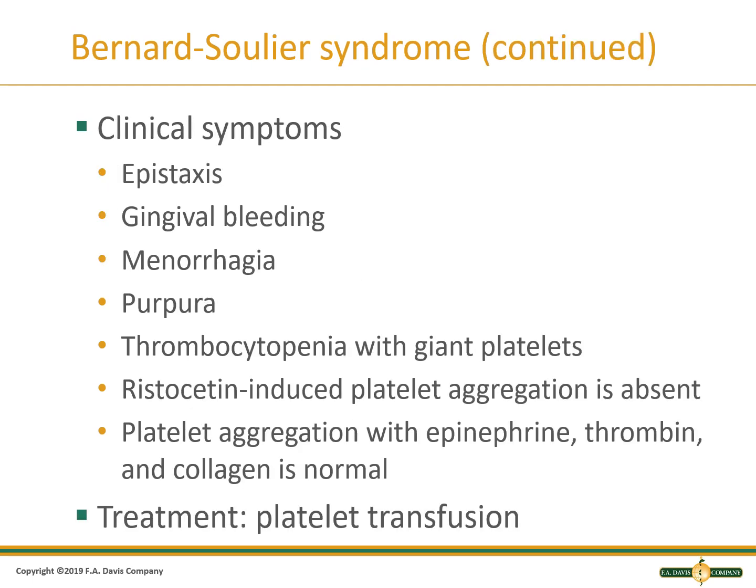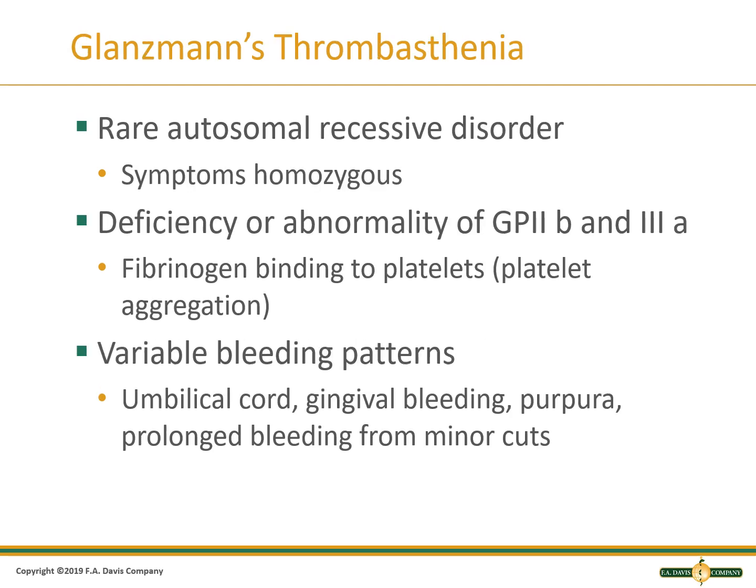Clinical symptoms for Bernard-Soulier syndrome are epistaxis, gingival bleeding, as we mentioned before, which is gum bleeding, menorrhagia, purpura, and thrombocytopenia with giant platelets. Ristocetin-induced platelet aggregation is absent. Platelet aggregation with epinephrine, thrombin, and collagen is normal, and the treatment for this is a platelet transfusion.